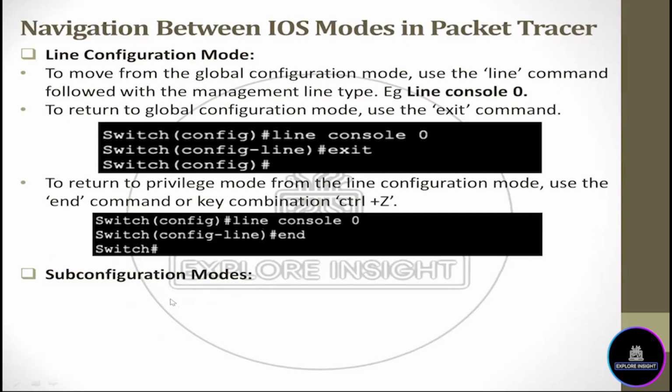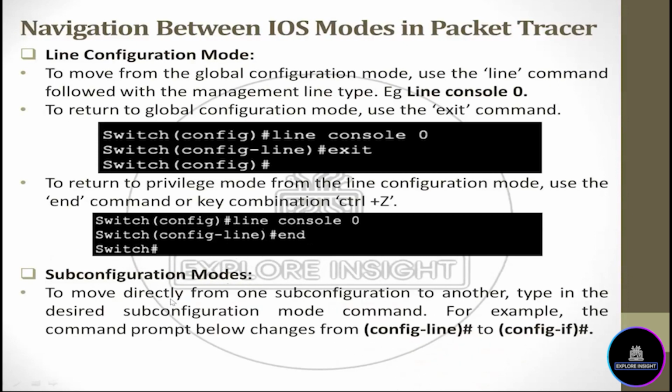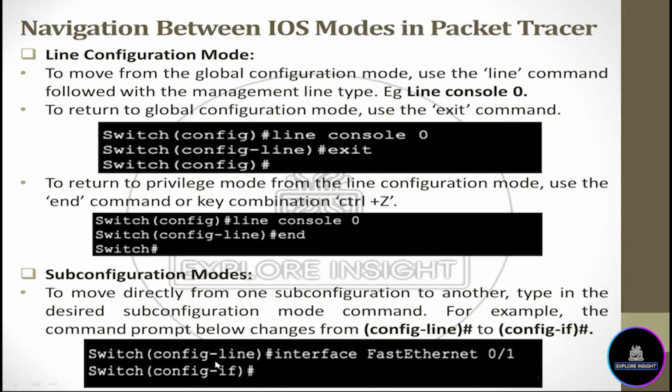Now, talking about the sub configuration mode, it is important to note that if we want to move directly from one sub configuration mode to another, type in the desired configuration mode command. For example, the command prompt below shows the movement from the line configuration to the interface configuration mode. This is an example of what I was trying to explain here. At this point, you can see that for the config-line, it tells us that we are in the line configuration mode and we want to move to the interface configuration mode. All we need to do is to specify this line of code, which is interface FastEthernet 0/1.